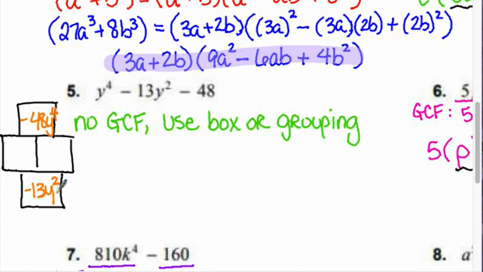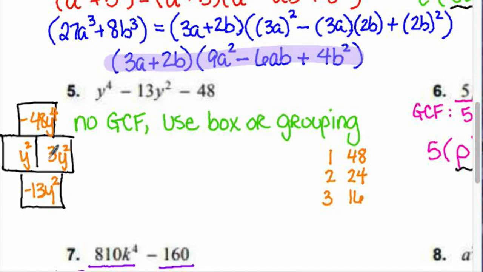So y squared plus y squared would give me y squared. So I know I'm going to have y squareds in there. And y squared times y squared would give me y to the 4th. So now I just want to focus on the negative 48 and the 13. So factors of negative 48 that would have a difference of negative 13. Let's go through and list our factors. We have 1 and 48, 2 and 24, 3 and 16. Ooh, I think that one's going to do it for us.